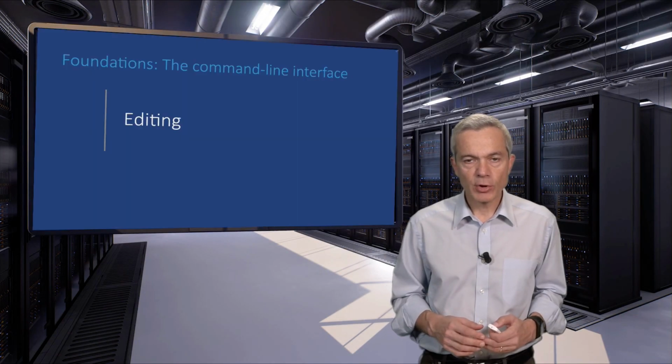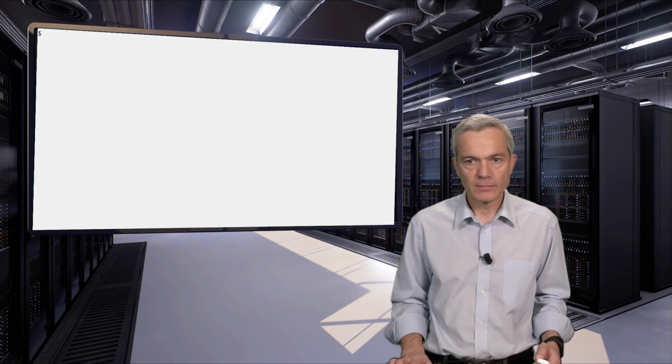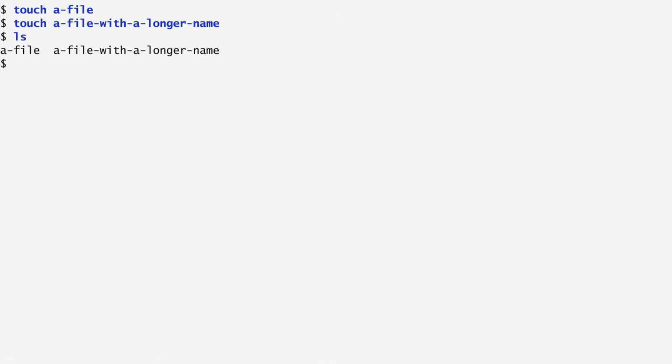All Unix shells support command line editing keys. Touch is another command. It creates a file with a name specified, or it updates the file's timestamp to the current time. If we want to type another command similar to the previous one, we can use the up arrow in order to get the previous command and then edit it. For example, add a file with a longer name. To see the files in the current directory, we use the ls command. This shows us the two files I have created, a file and a file with a longer name.